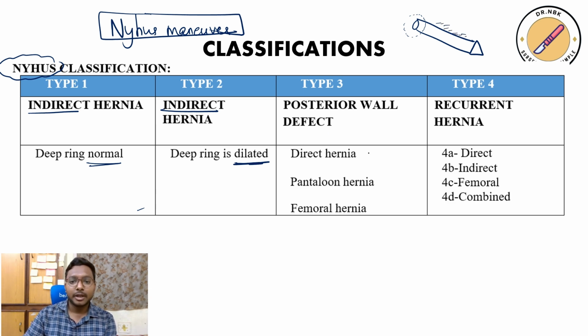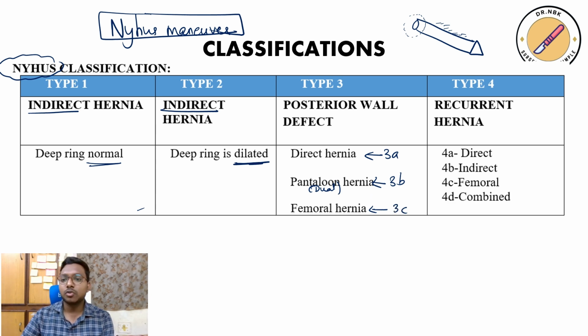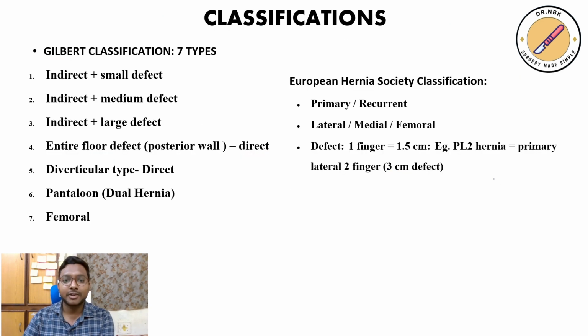You can remember it is of three types. 3A is direct hernia, 3B is pantaloon hernia, which is also called dual hernia, nothing but both direct and indirect hernia. Then 3C is your femoral hernia. Now, coming to type 4, all recurrent types of hernia come under type 4. 4A is direct, 4B is indirect, 4C is femoral, 4D is combined. So recurrent direct hernia, recurrent indirect hernia, recurrent femoral hernia, recurrent combined hernia. So this is about Nyhus classification.